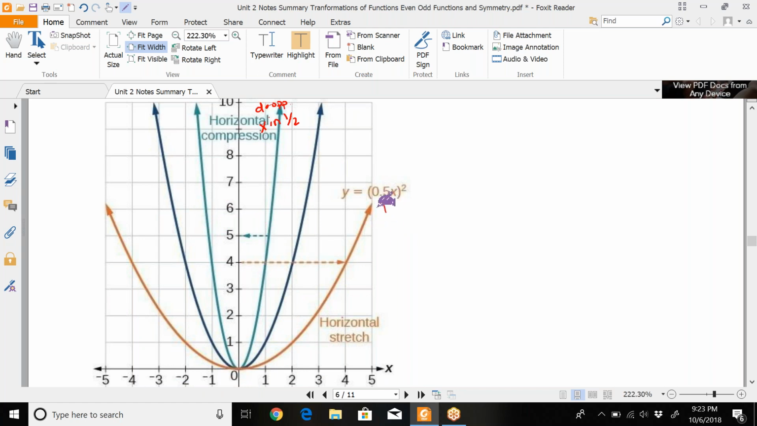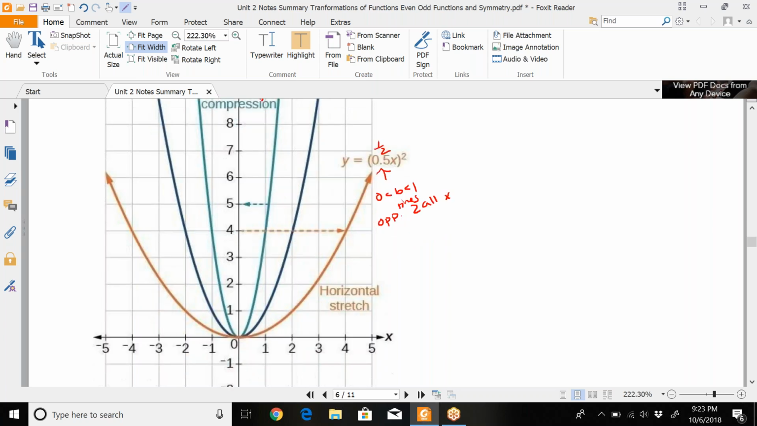And if the number inside here is between 0 and 1, we're going to call this number b, then you do the opposite. So think about this being 1/2. So the opposite of that would be we would double all x's, so times by 2. So notice that made this have a wider stretch. This is called a horizontal stretch because you're making your whole graph wider. This is called a horizontal compression because you're making the graph skinnier or narrower.